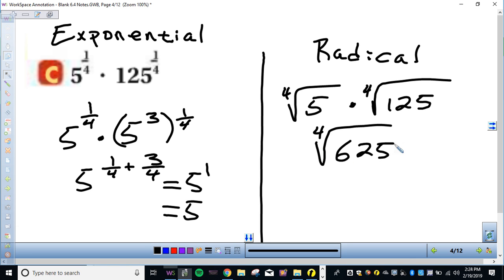Right? 4, math, number 5. 625, enter. That'll give you 5. So 2 totally different ways to solve the same problem, both of them correct. So when we have the same radical, same index in the radical, you can multiply what's underneath and then take whatever the root is, in this case 4th root 625.